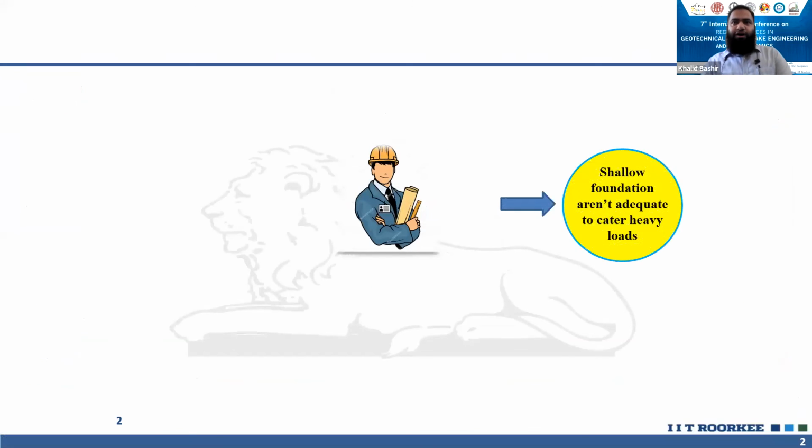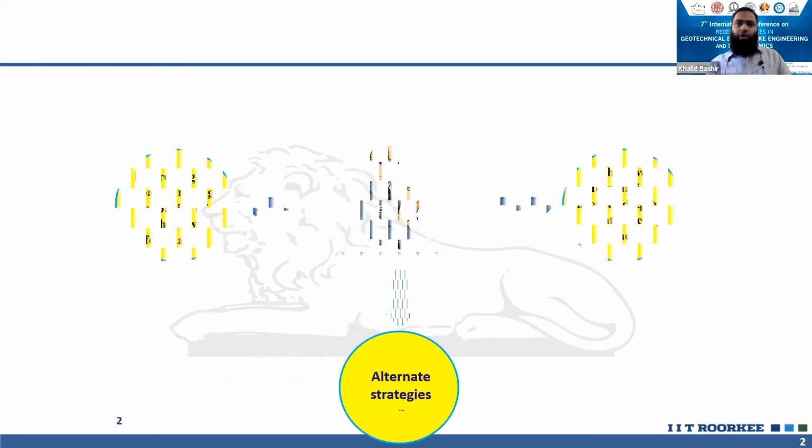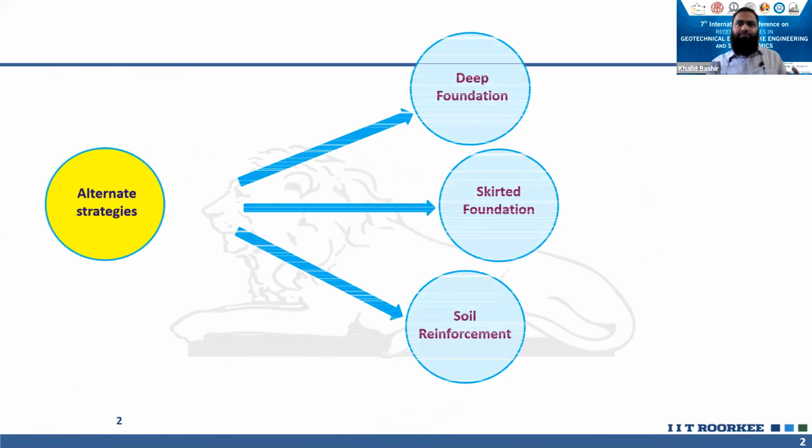So we usually come to the situation that shallow foundations aren't adequate to carry heavy loads. At that point, what we usually do is either improve the load carrying capacity of shallow foundations, or search for some alternate strategies. In alternate strategies, we can go with different things. Either we can go with deep foundations, or we can reinforce the soil, or we can go with the skirted foundation. And in this presentation, I will be focusing more on the skirted foundation.